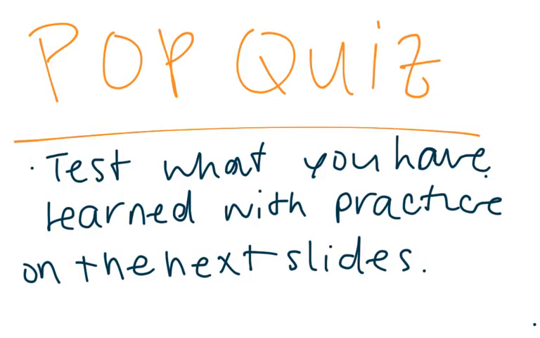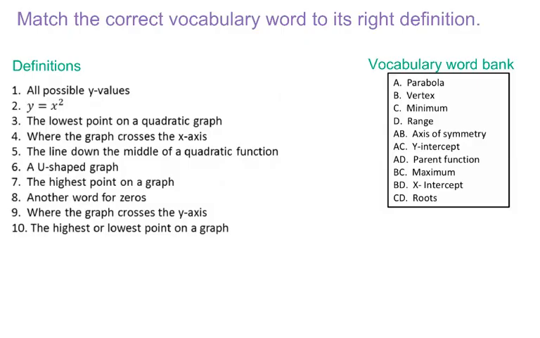So now you have a virtual pop quiz testing what you learned from the practice in the previous about our vocabulary. So here, get out a sheet of paper, which you should already have out. Match the correct vocabulary to its right definition. So you have 1 through 10. You have A all the way to CD. Make sure you write both letters.